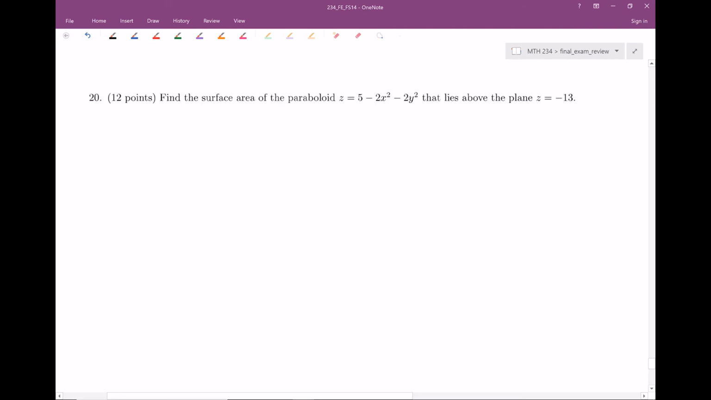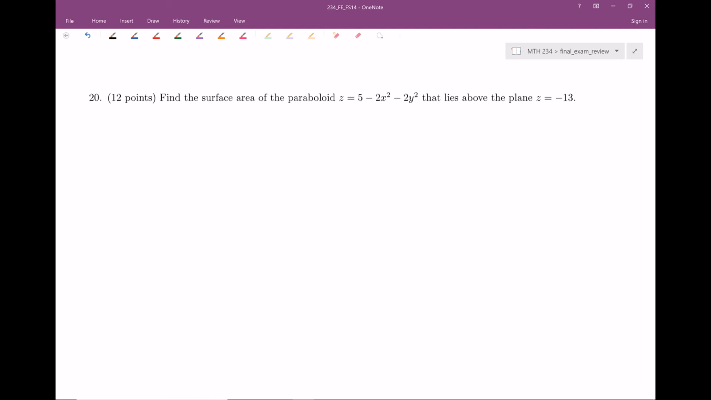plane z equals -13. So remember, anytime you want to calculate a surface area, there's two ways to do it, right? If you have a surface that's parametrized, this is where you use the magnitude of the cross product of the partial derivatives of your parameterization. And that's very messy and it takes some time.